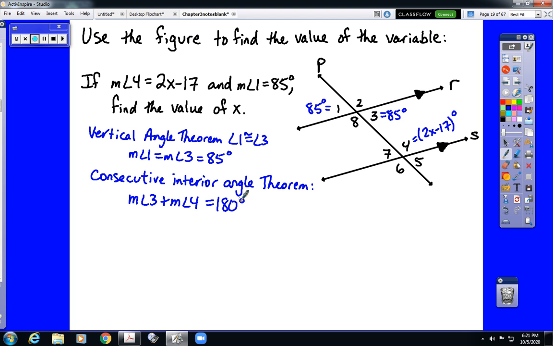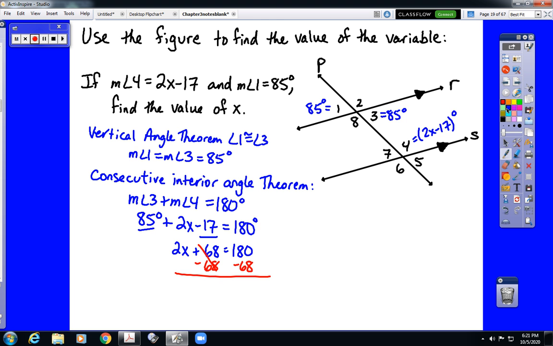And based on that, we can now write an equation to solve for x. Measure of angle 3, we've stated, is 85 degrees because it's vertical to angle 1. Measure of angle 4 is 2x minus 17 degrees, and that equals 180. Combine like terms, 85 minus 17 is 68 degrees. Subtract 68 from each side of that equation. 2x equals 112, and divide by 2, giving us x is 56.